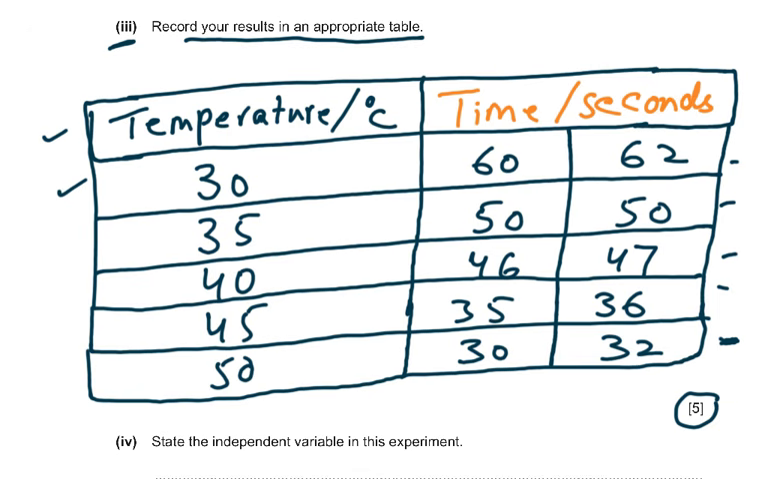Then you recorded the repeats because you did it twice. So you repeated it. So this was one time you repeated and the second time you repeated it. And it records to the nearest whole second. Please do not write it in fraction 60.2 seconds.